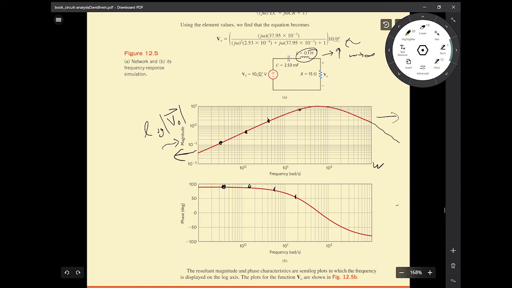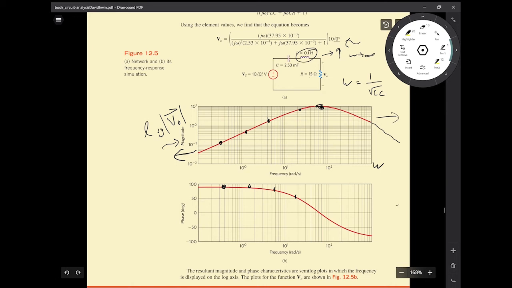Right? There's a sweet spot here where the voltage is going to be maximum, which is going to happen at a certain frequency. From the circuit, I could deduce, because it's a simple RLC circuit, it's going to happen when omega equals 1 over square root LC.